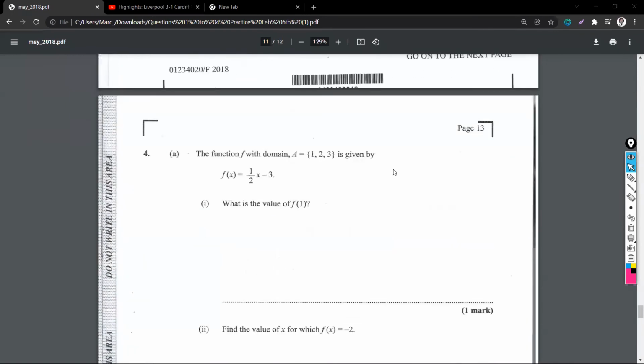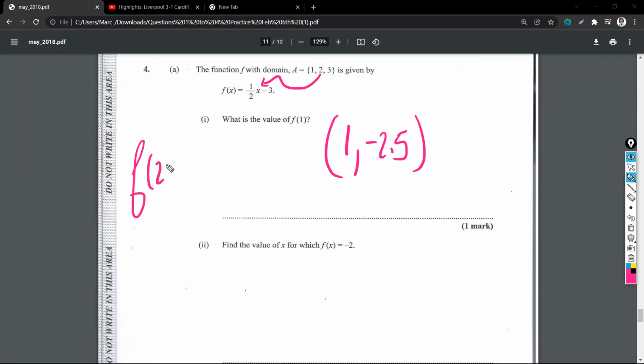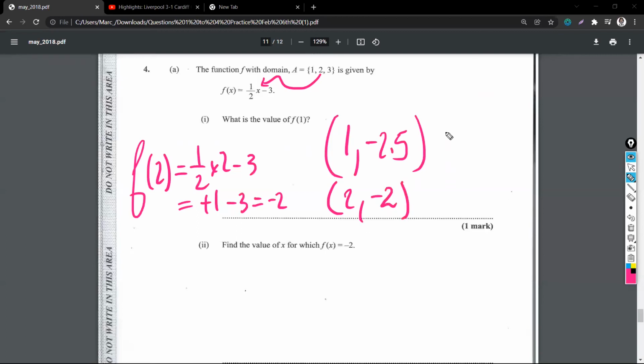So guys, it's not so bad still. One of the ordered pairs: remember we put 1 in there and we got negative 2.5, so one of them is 1 and negative 2.5. The other ordered pair we need is to put 2 in there. f of 2 is a half times 2 minus 3, which is positive 1 minus 3, and that's going to give us minus 2. So 2 gives us minus 2, and that's the next ordered pair.